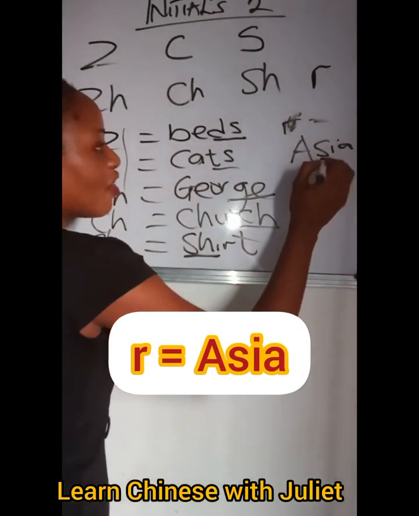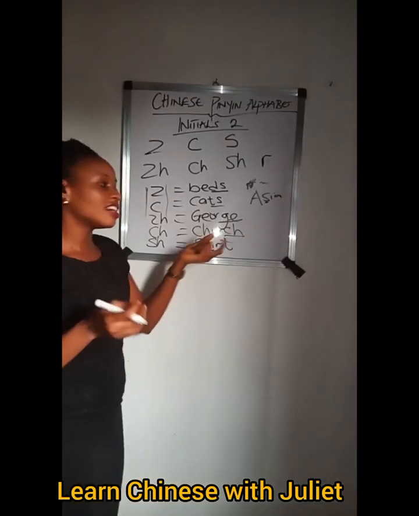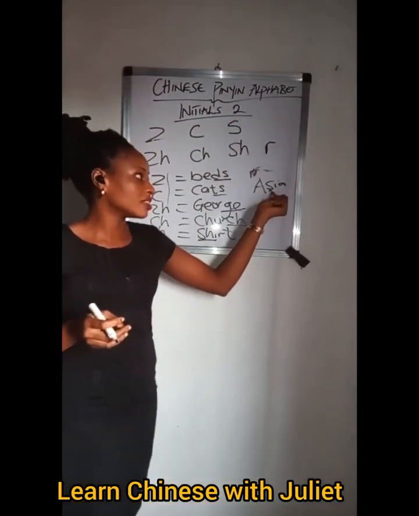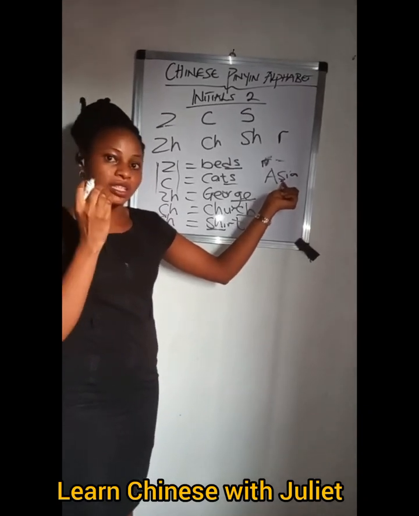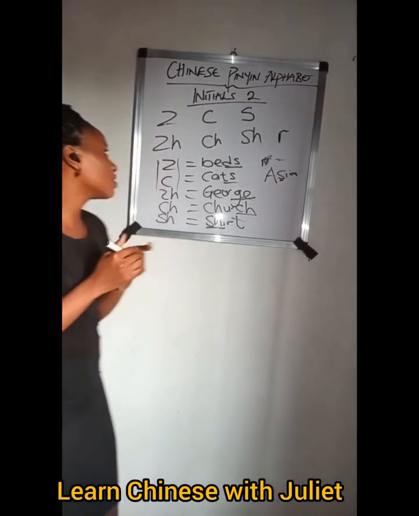Now this S, we don't call this Asia, no, we call this Asia. The pronunciation of this S is R, Asia. R, you also coil the tip of your tongue. Hope I'm understood. Let's take it from the beginning.